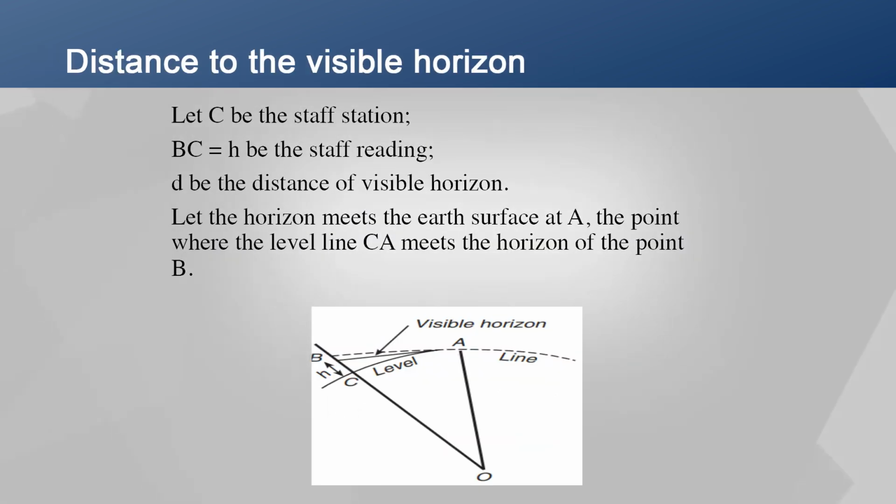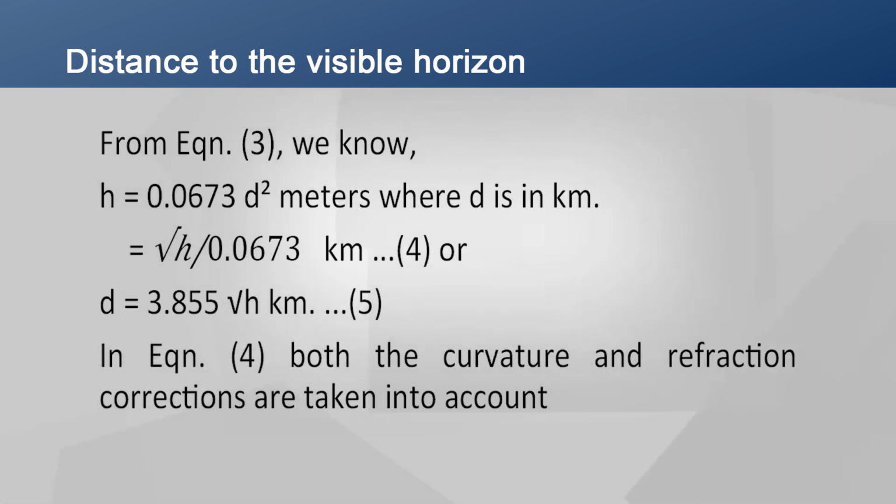Now, the next topic is distance to the visible horizon. Let C be the staff station. As you can see in this figure, BC is equal to small h, the staff reading, and D is the distance of the visible horizon. Let the horizon meet the earth's surface at A, the point where the level line CA meets the horizon at the point B. From the combined correction we know h is equal to 0.0673 d square, where d is in kilometers.